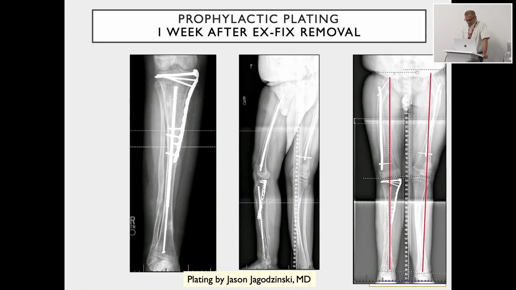And then my partner did plating after the fixator was off. But this is also a good example where you can use multiple techniques based on what's needed. Right? So here we did a jigsaw, gradual correction, right tibia.